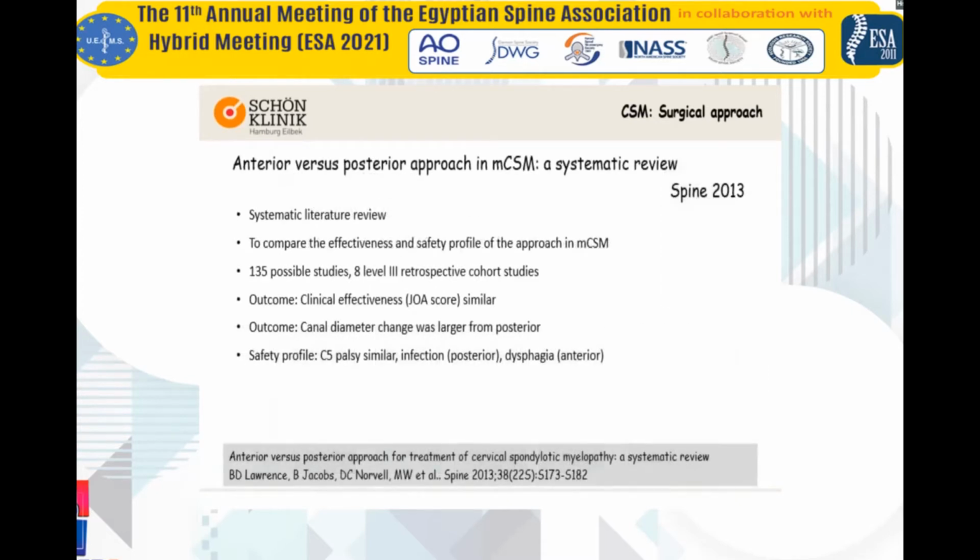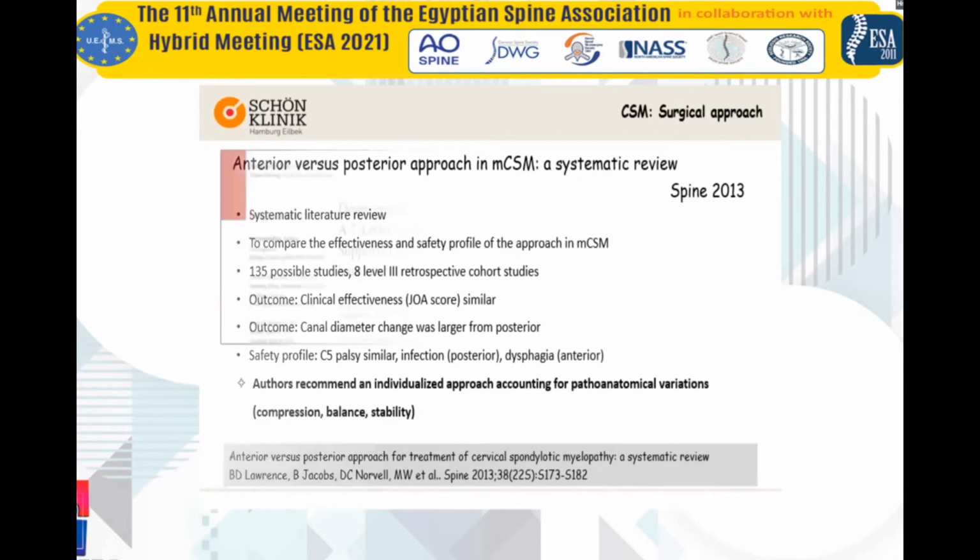More difficult is to judge the approach in patients with multisegmental myelopathy. This is a paper by Lawrence, published 2013 in Spine. It's a systematic literature review, and it discussed the effectiveness of the different approaches. When we look at this data, especially the outcome parameters and the safety profile, the authors conclude that an individualized approach is recommended to account for pathoanatomical variation.